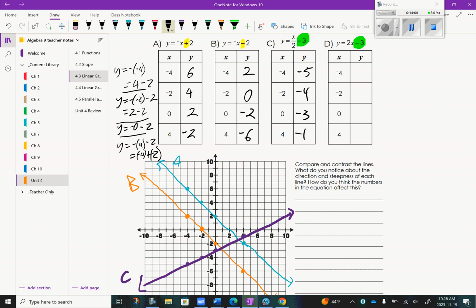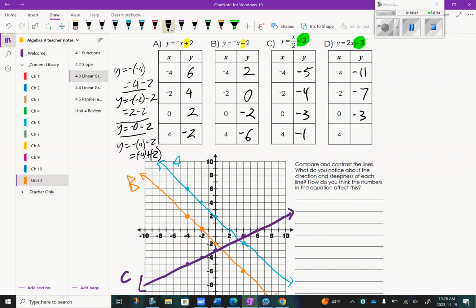Here I have to take negative 4 when I substitute it in place of x and multiply by 2. Negative 4 times 2 will give me negative 8. Negative 8 minus another 3 is negative 11. Substitute negative 2 times 2. That's negative 4. Negative 4 minus 3 is negative 7. Substitute 0. 2 times 0 is 0. 0 minus 3 is negative 3. Oh, look, that's the same point we had just a minute ago.